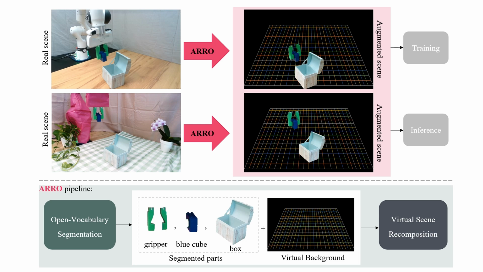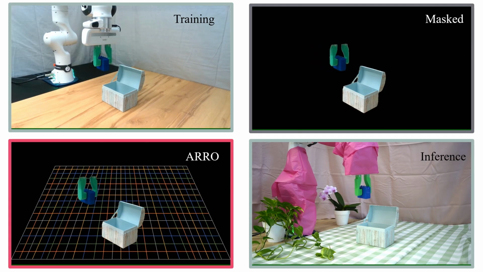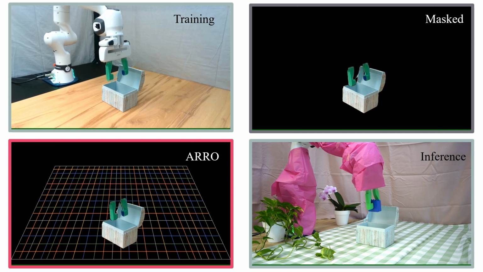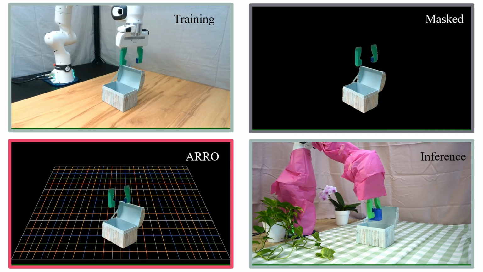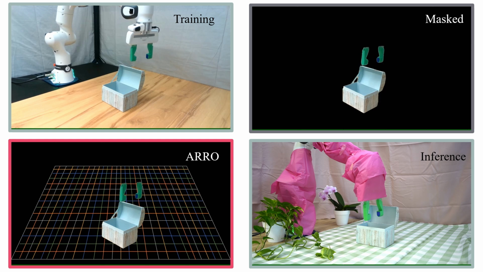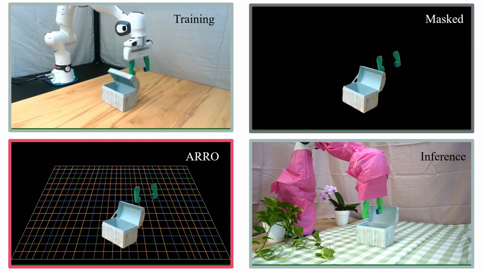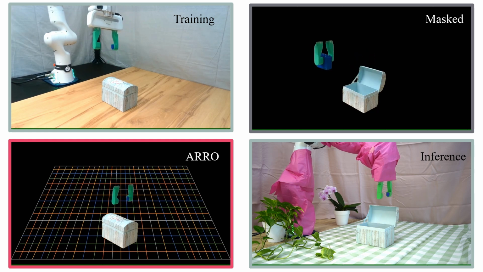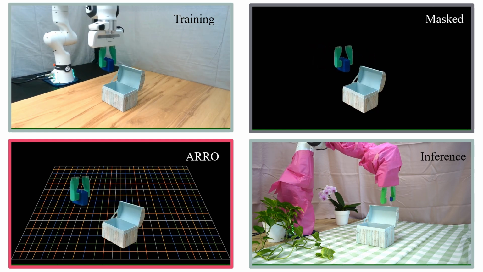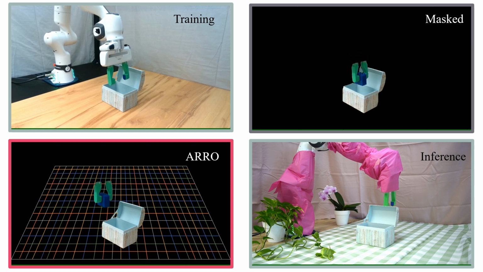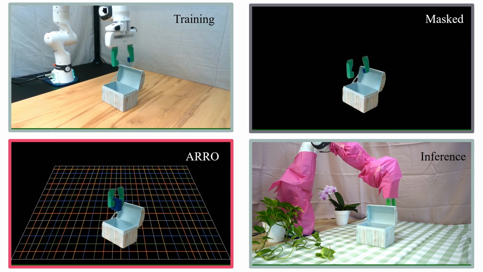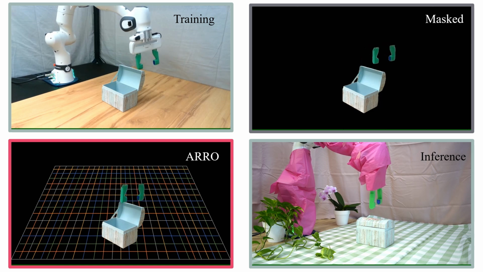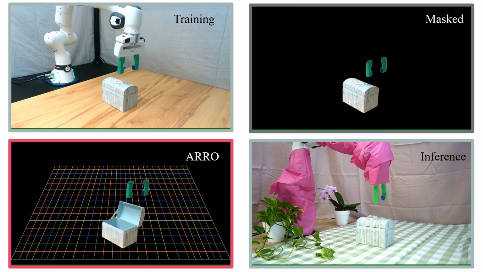or robot embodiments. To better visualize the approach, here you can see a task where the robot must drop a cube into the box and close the lid. The videos show the training and an inference scene with significant visual changes in background and robot appearance. In the bottom row, you can see ARRO, where only task-relevant regions are overlaid on a structured grid. As an ablation, we also try using a plain black background to isolate the effect of adding virtual cues.